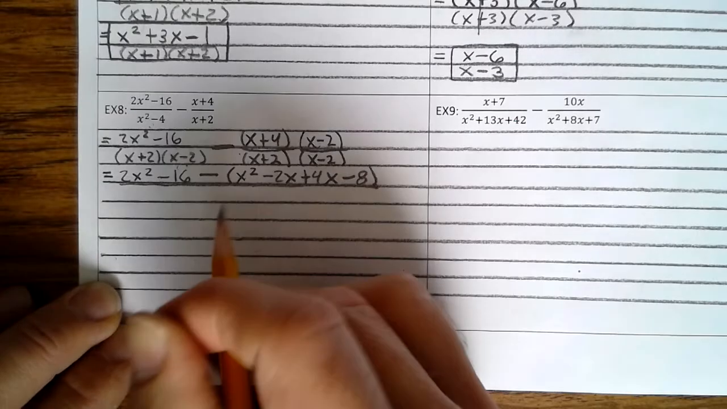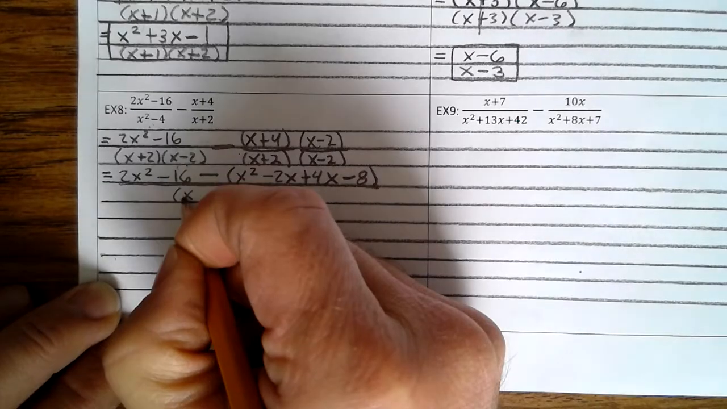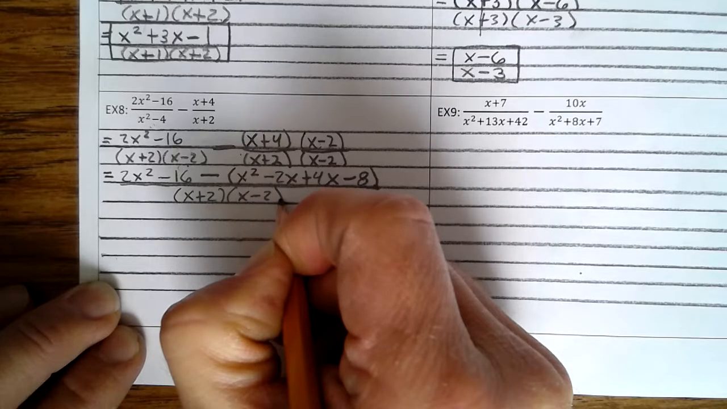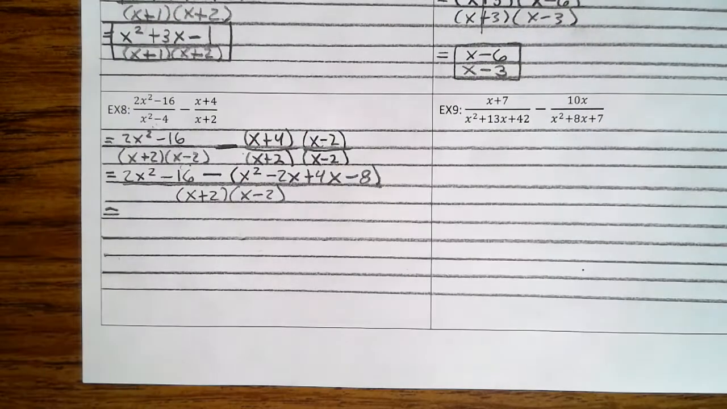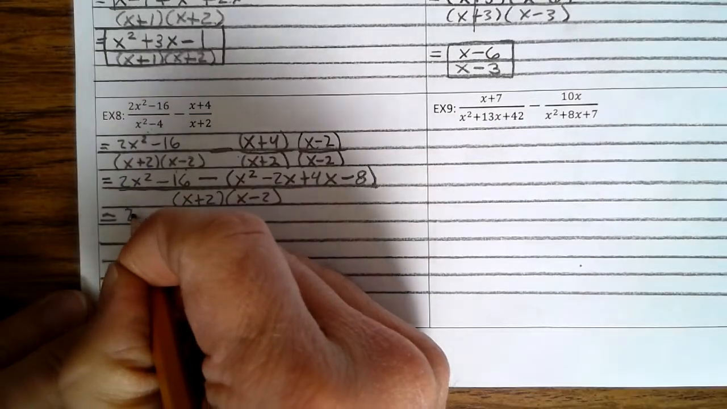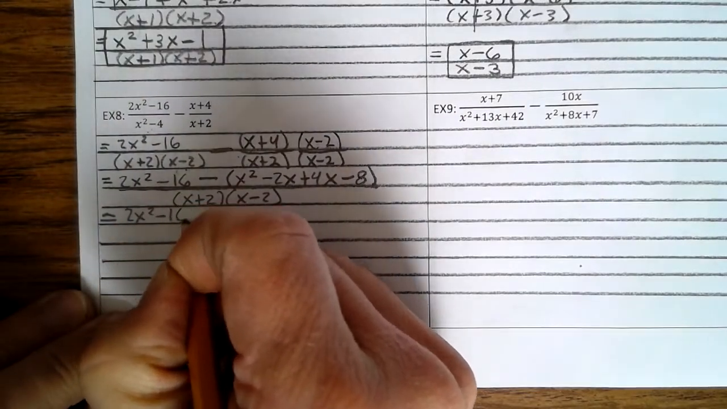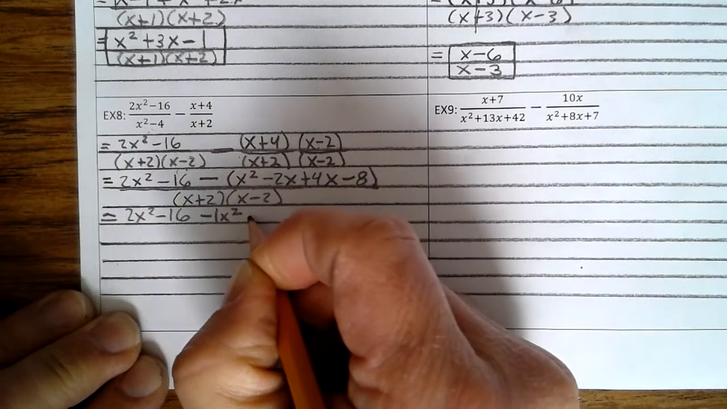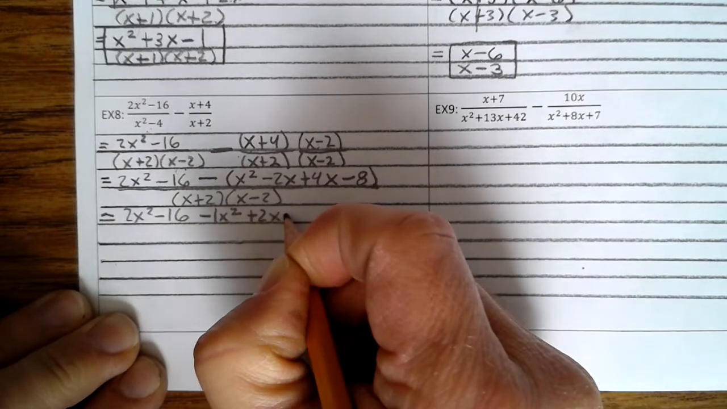Now we need to continue to simplify the numerator. So we have 2x squared minus 16 minus 1x squared. We're distributing the negative 1, so plus 2x minus 4x plus 8, all divided by x plus 2, x minus 2.